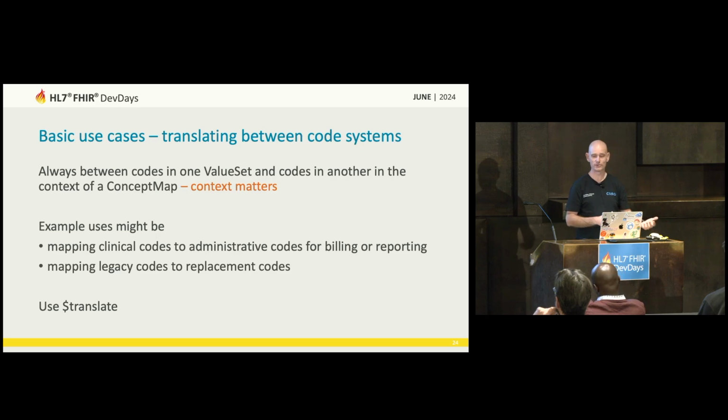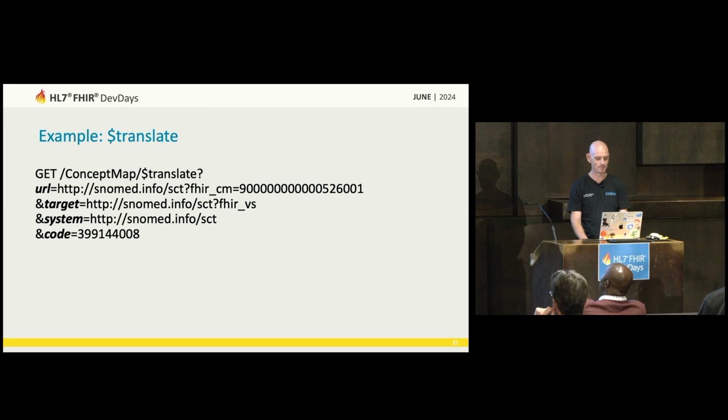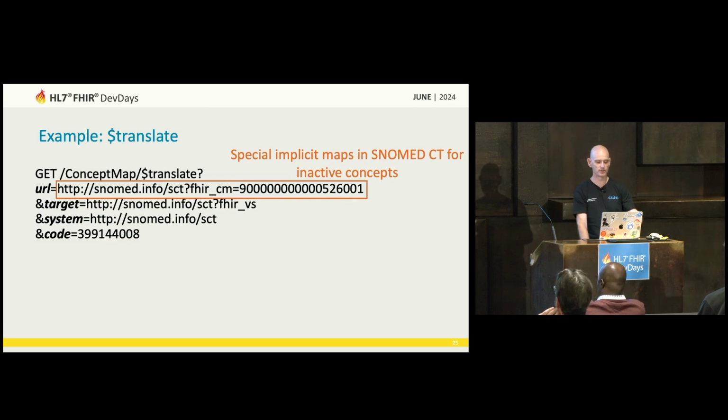You might map from legacy codes to replacement codes. You might map for a whole series of different reasons. So this is what a translate operation looks like. This is another kind of cool one because this URL is for an implicit concept map in SNOMED, a map that says for this inactive concept, what's the replacement active concept for a code that's been inactivated. There are not many code systems that have that kind of feature. It's really cool that you can interrogate the code system for replacements for inactive things.